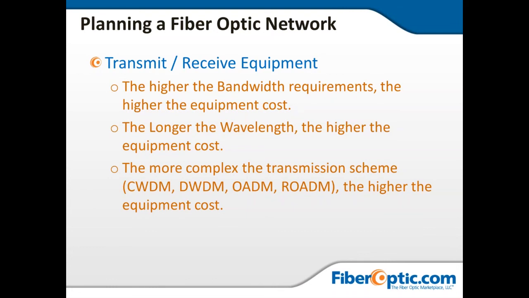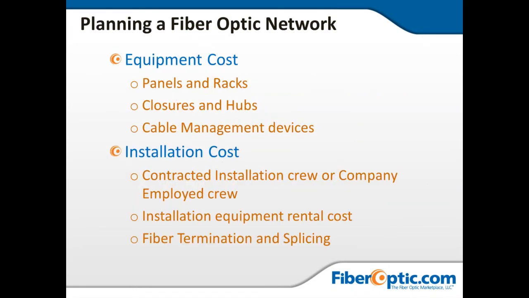Then preliminary cost estimates, transmitter and receiver. This is bigger than that comparison for you guys. The higher the bandwidth, the higher the equipment cost. Kind of makes sense. The longer the wavelength, the higher the equipment cost. And then the more common transmission scheme, like multiplexing, whether it's coarse wave or dense wave, it's many into one, the higher the equipment cost. So it's bigger than a breadbasket type of thing.